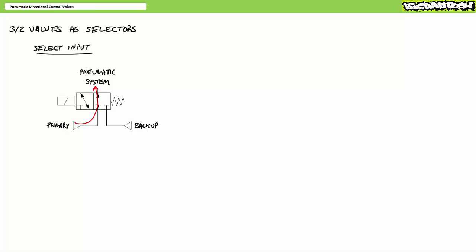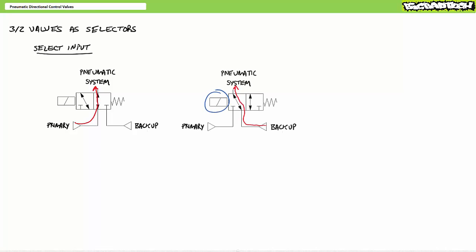For example, consider a pneumatic system served by a primary and a backup pneumatic power source. In ordinary operation, the primary system powers a circuit. In the event a primary system fails or necessitates service, a 3x2 valve can be moved into a position such that the backup pneumatic source takes over.